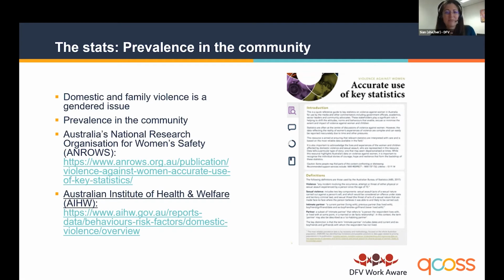This one stat is, I guess, fairly well known with media coverage, and that's that on average, 1 woman dies every week in Australia as a result of domestic and family violence. A stat that's slightly less well known is that on average, 1 child dies every fortnight as a result of violence perpetrated by a parent or step parent.